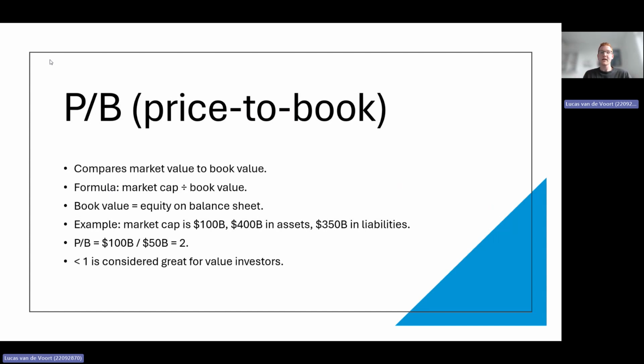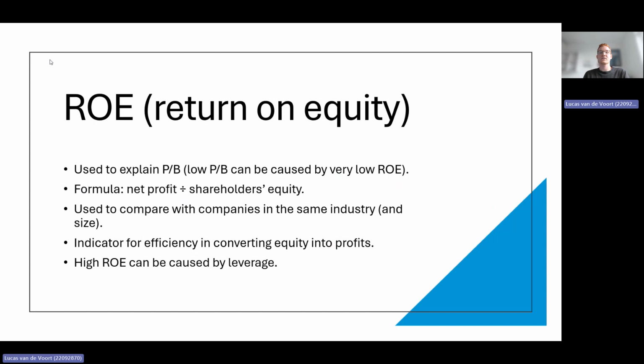And usually, if you want to explain book value, you also look at another financial ratio, which is called return on equity. And this is the net profit of the company divided by the total shareholders' equity. And the typical ROE, return on equity, really differs per industry and also per size of the company. So if you have calculated the ROE of a company, you really need to compare that to similar sized companies within the same industry to compare apples with apples.